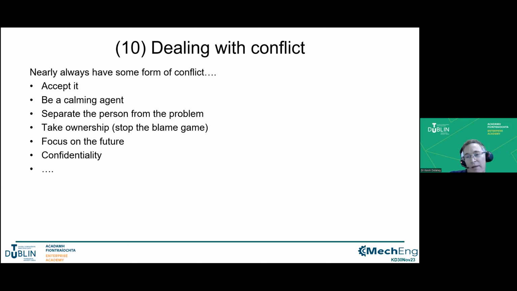We have to be a calming agent, and we have to say, okay, let's try and separate the person from the problem here. You don't like the actions of this particular person, you don't like specific elements of what this person is doing. It's not that you don't like the person. They have to try and take ownership.